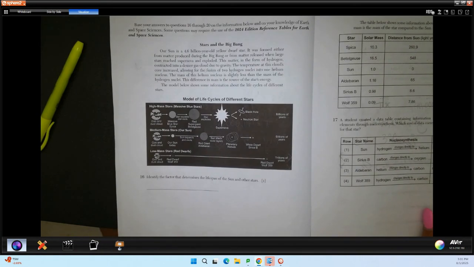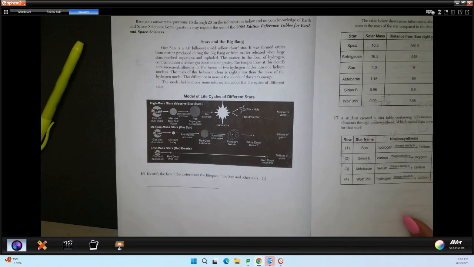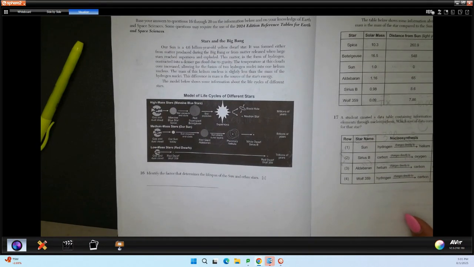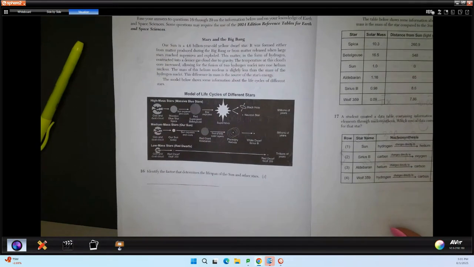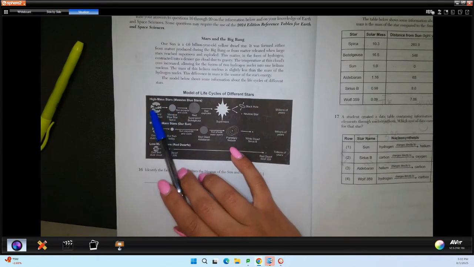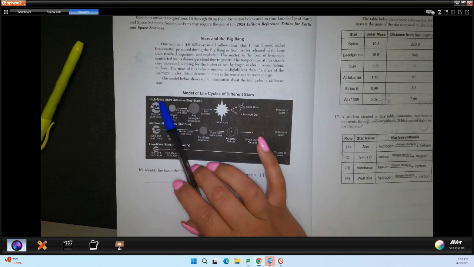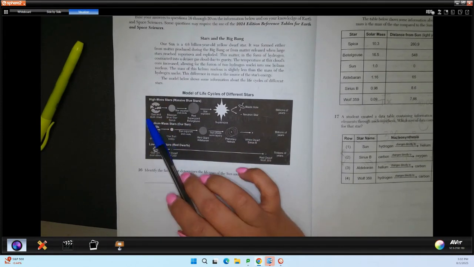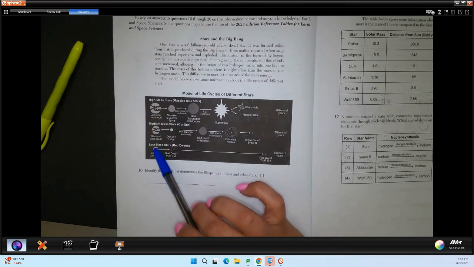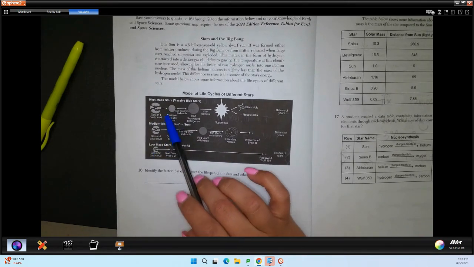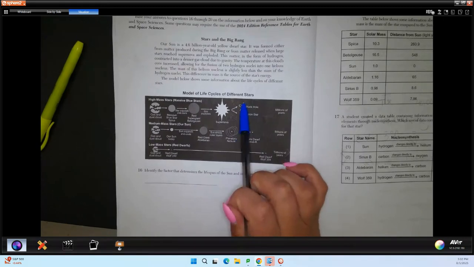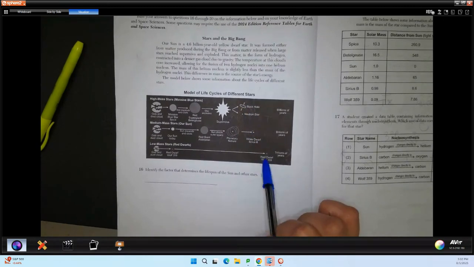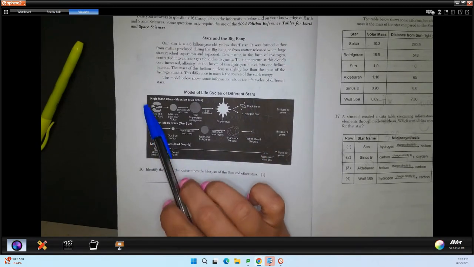The model below shows some information about the life cycles of different stars. Okay, so we have a model showing, remember, life cycle is the stages that it will go through over time. And it is split into three different categories: high mass stars, medium mass stars, and low mass stars. You can see that they all start in the same place, a gas and dust cloud, but they progress through different stages and ultimately end as something different depending on how they started.